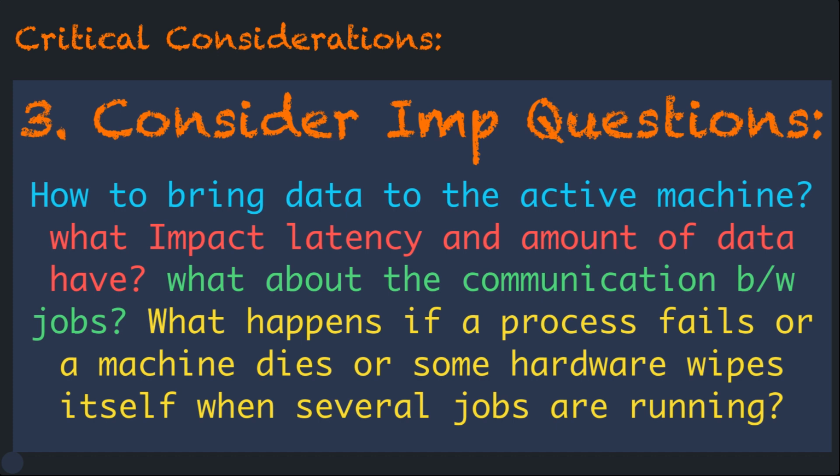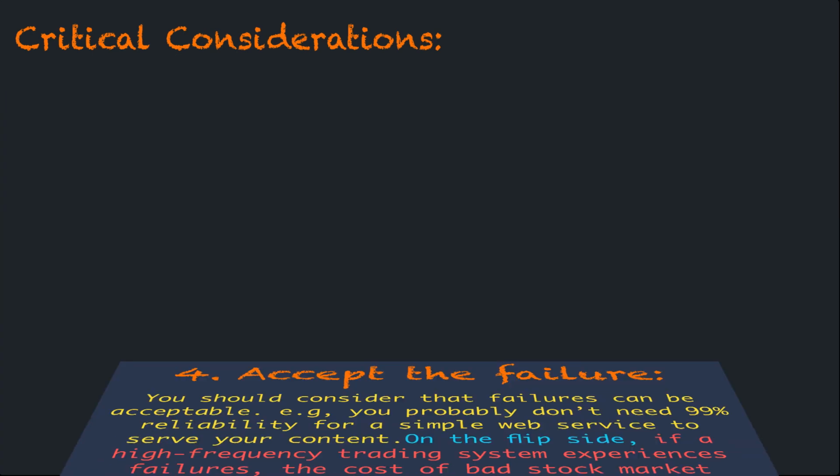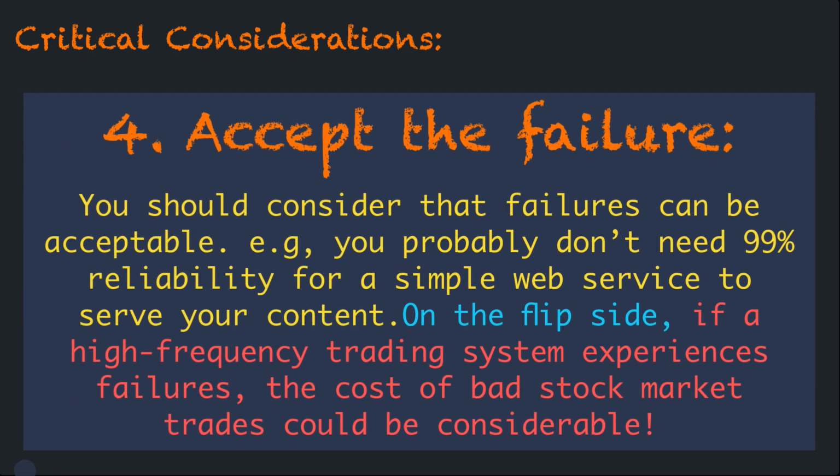What happens if a process fails, or a machine dies, or some hardware wipes itself when several jobs are running? Failures can be introduced if you don't consider these questions. And another thing is that you must accept failure. You should also consider that failures can be acceptable.